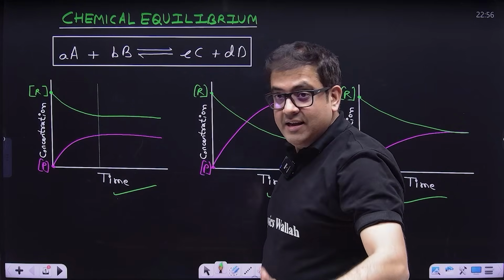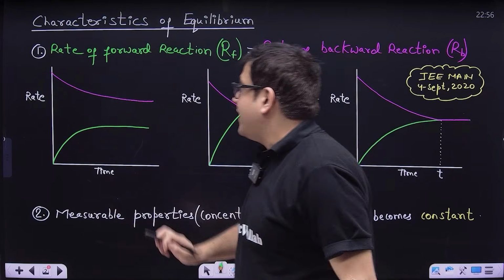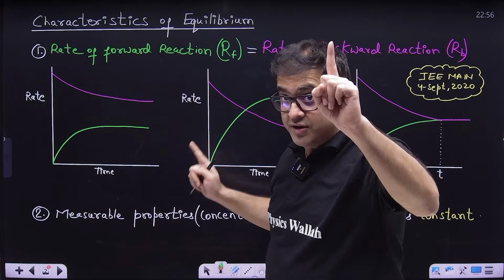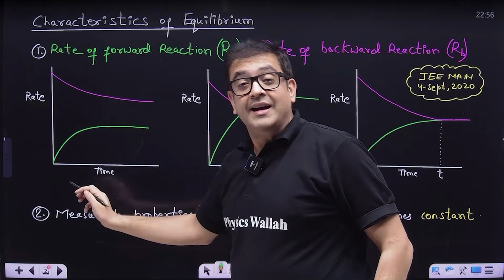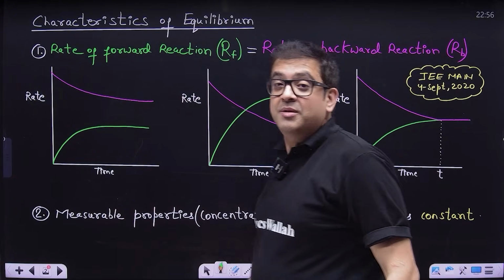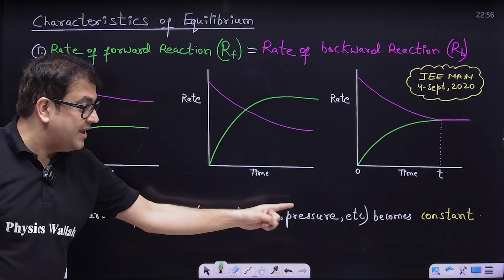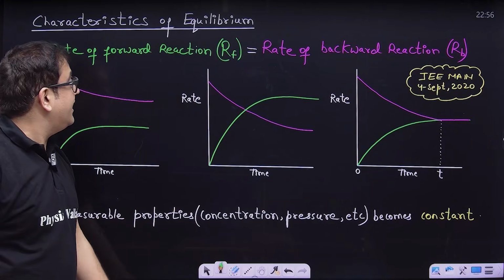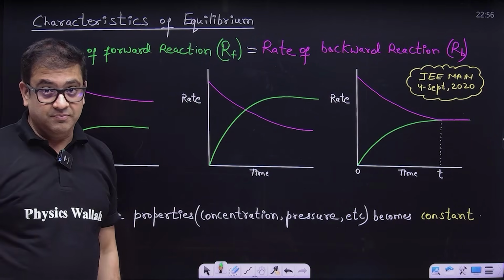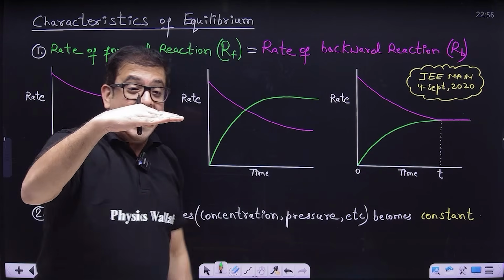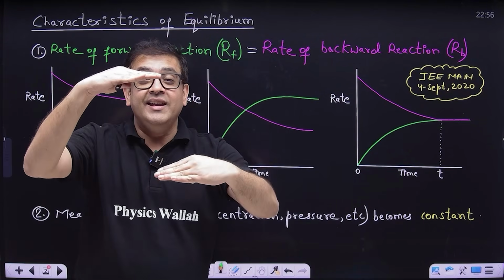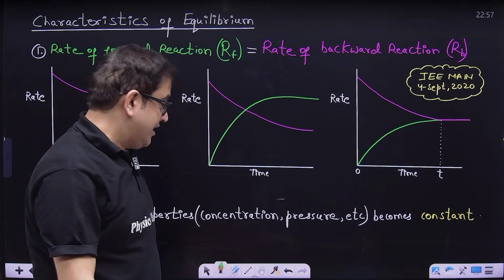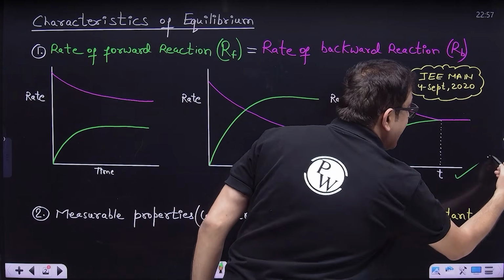So let us summarize the characteristics of equilibrium. The first thing which we have studied and spent so much time on is that at equilibrium, all the measurable properties become constant. And the rate of reaction becomes equal. Now this inequality cannot be with rate of reaction. Rate of reaction definitely has to be equal.